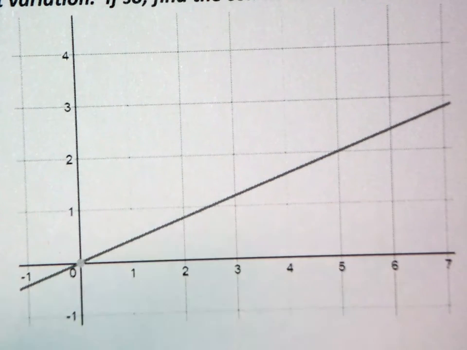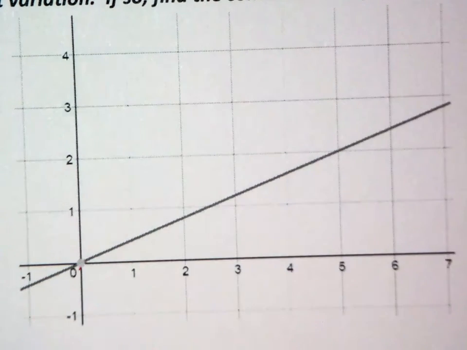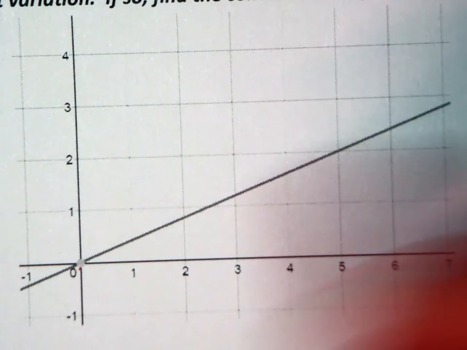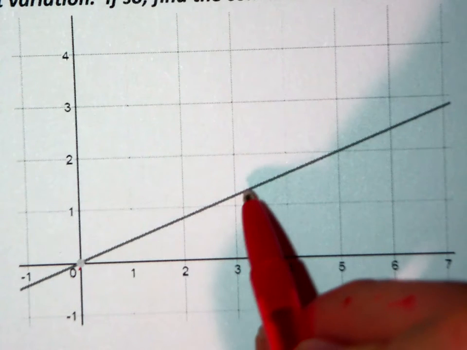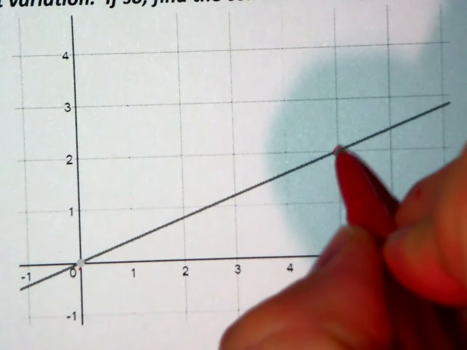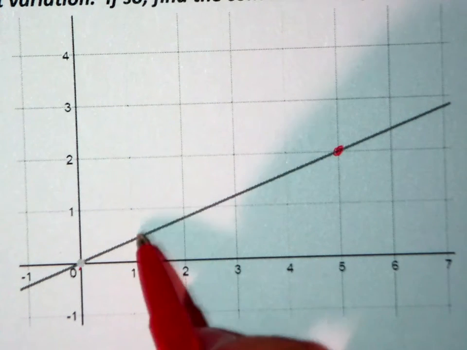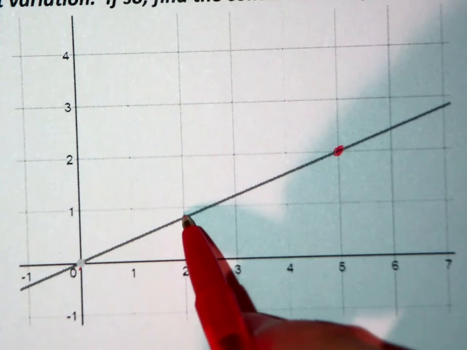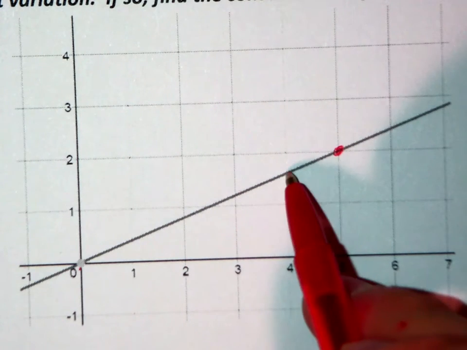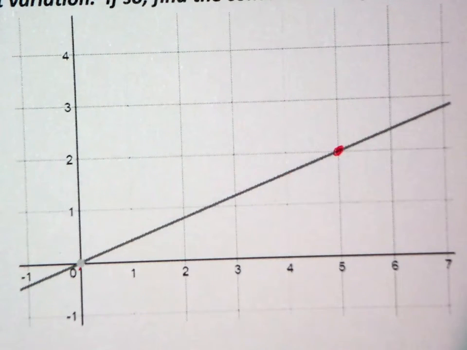Number 14. Again, we need to check for direct variation first. I have a straight line, and it does go through the origin. So I need to find a point on this line where it seems to intersect a perfect grid line. Well, that seems to be way out here because that's somewhat close to halfway. That's not quite there. That's not quite there. That's, again, close to halfway. And then that one finally does appear to intersect.